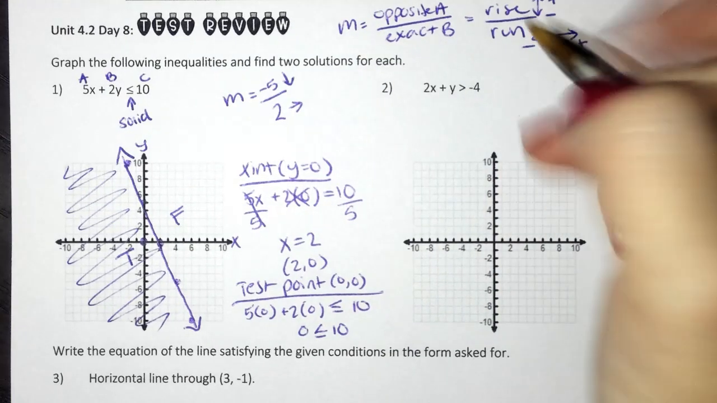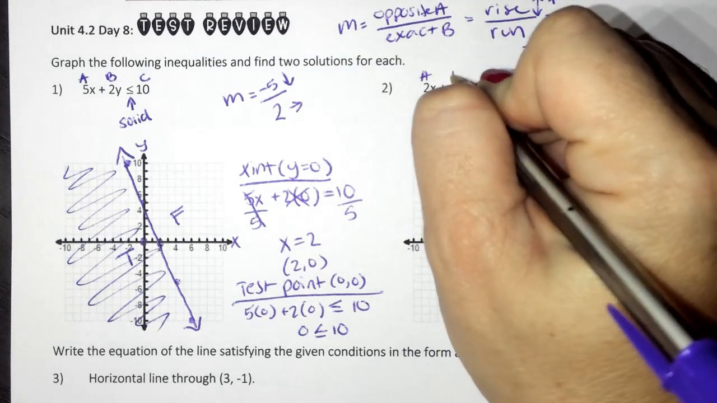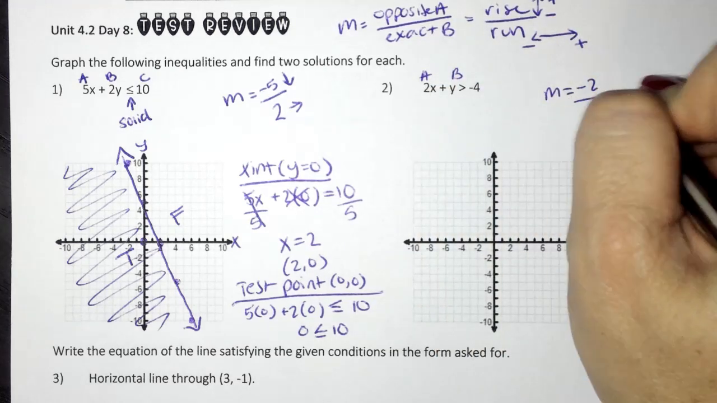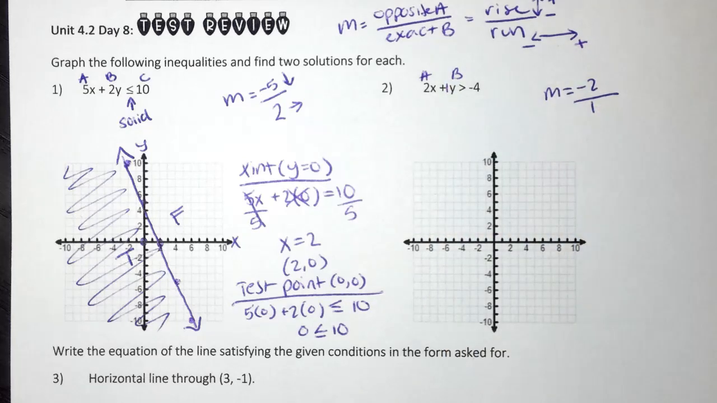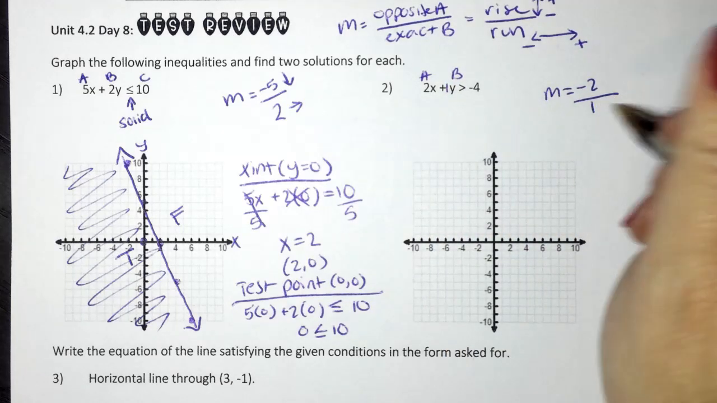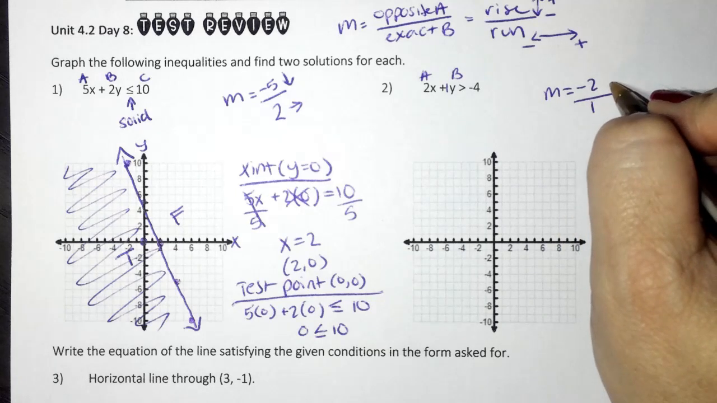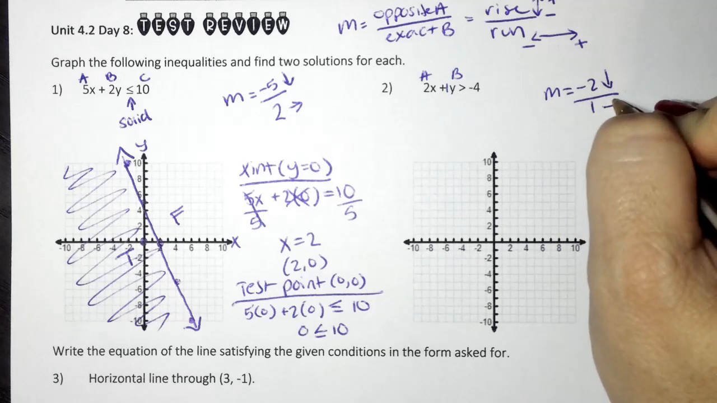So let's try this one. Same concept, it's still in standard form. So we have slope negative 2 over, if there's no number, it's a 1. And I'm going to leave it as a fraction, even though that simplifies to negative 2, because I want to graph it. So negative 2 means down, positive 1 means right.